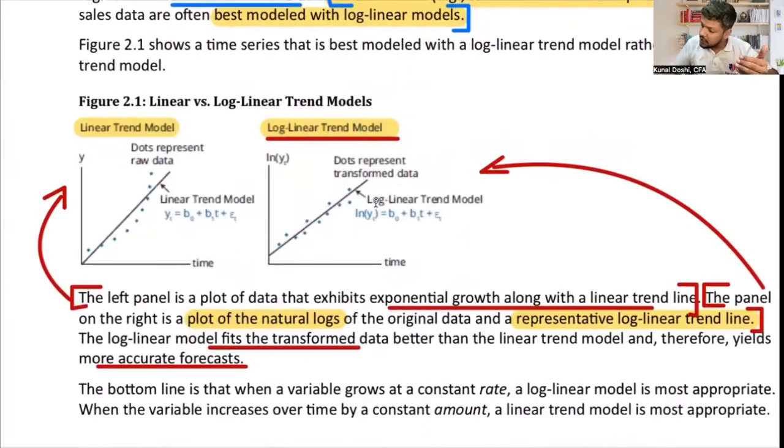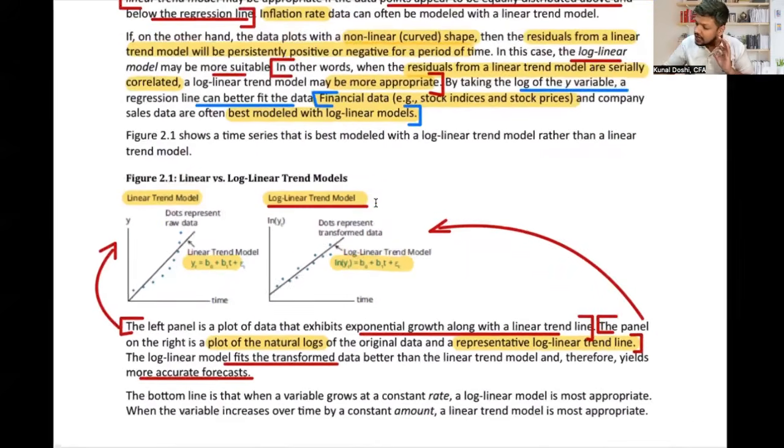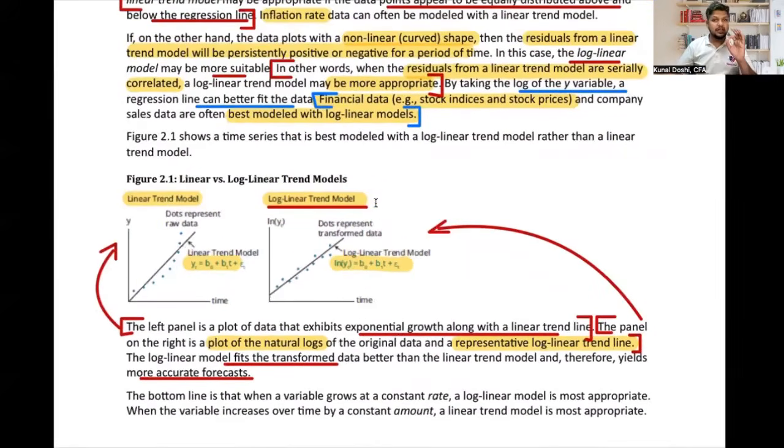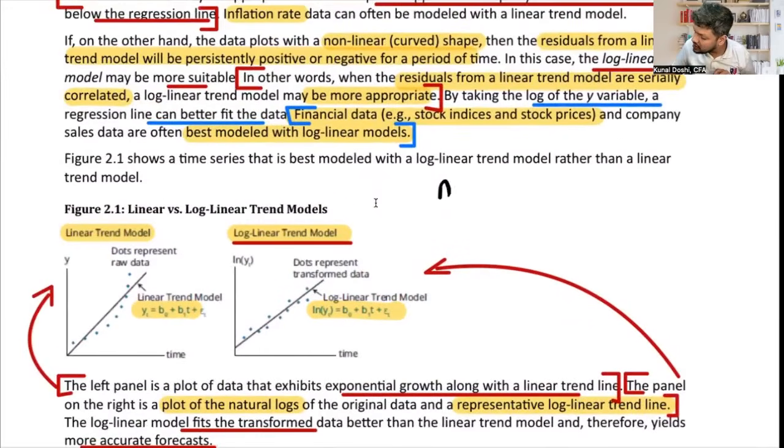Okay, this is our linear model. This is a log linear model. That's more fit and accurate. So what is the conclusion? When should I use which? I will put the conclusion out here. Whenever there is an amount or whenever there is a growth rate. Okay, see this. When should I use which model?